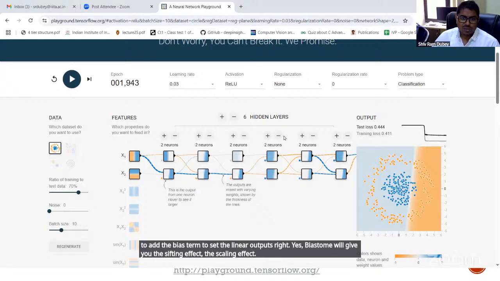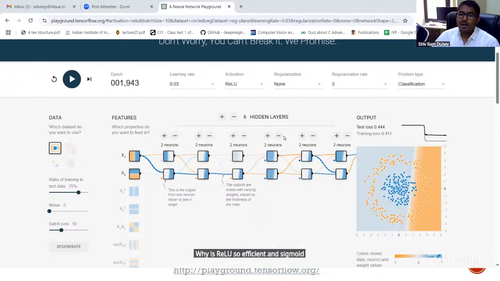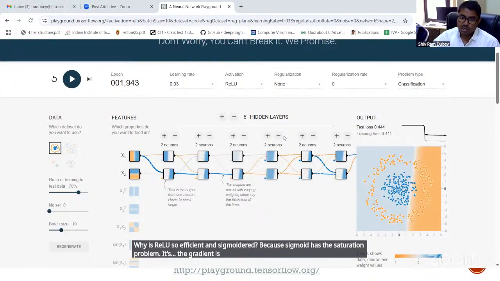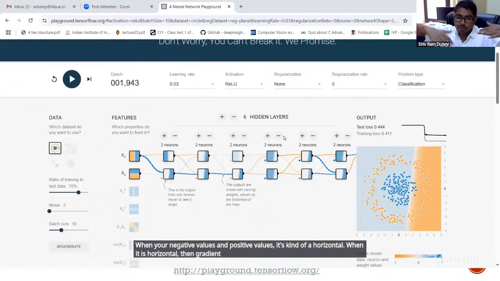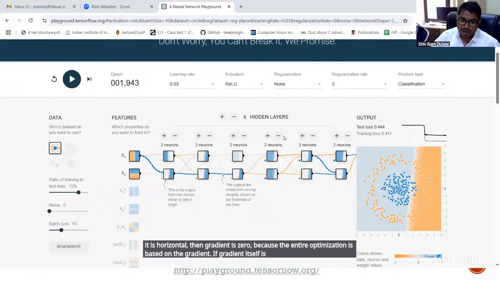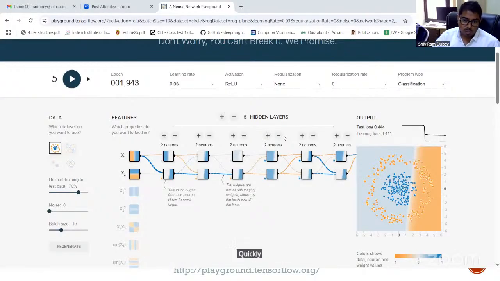Why is ReLU so much more efficient than sigmoid? Because sigmoid has the saturation problem. Its gradient is basically diminished. If you see the sigmoid, for very negative values and very positive values, it is kind of horizontal. When it is horizontal, the gradient is 0, because the entire optimization is based on the gradient. If the gradient itself is 0, it cannot learn quickly. That's why it takes more time.